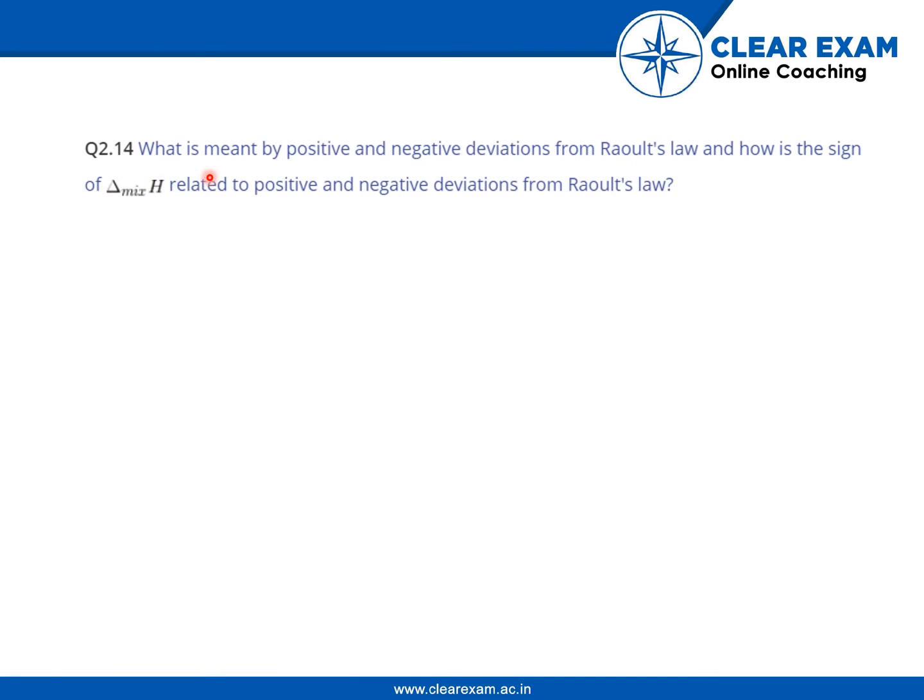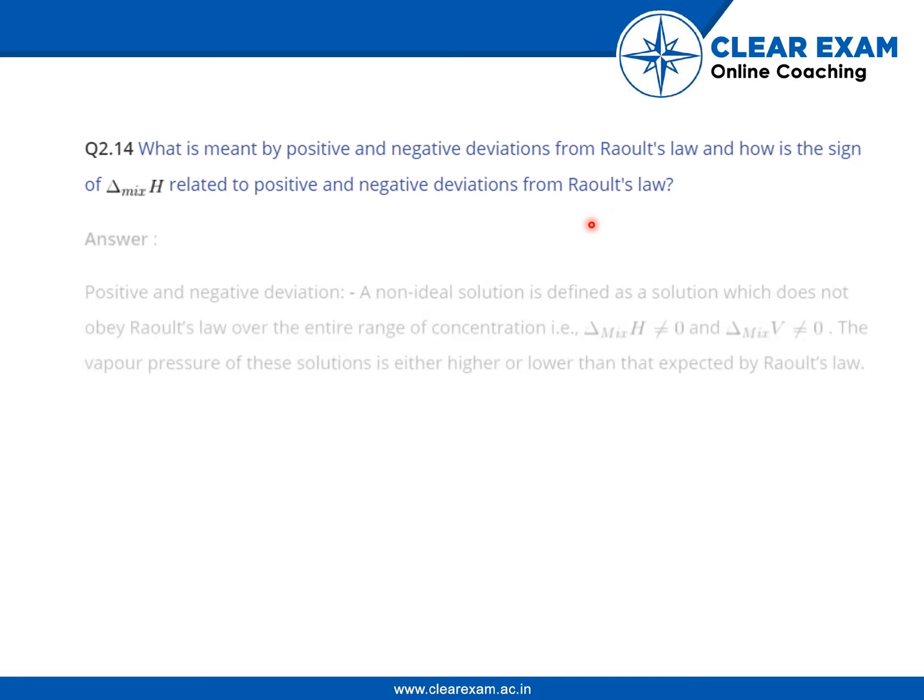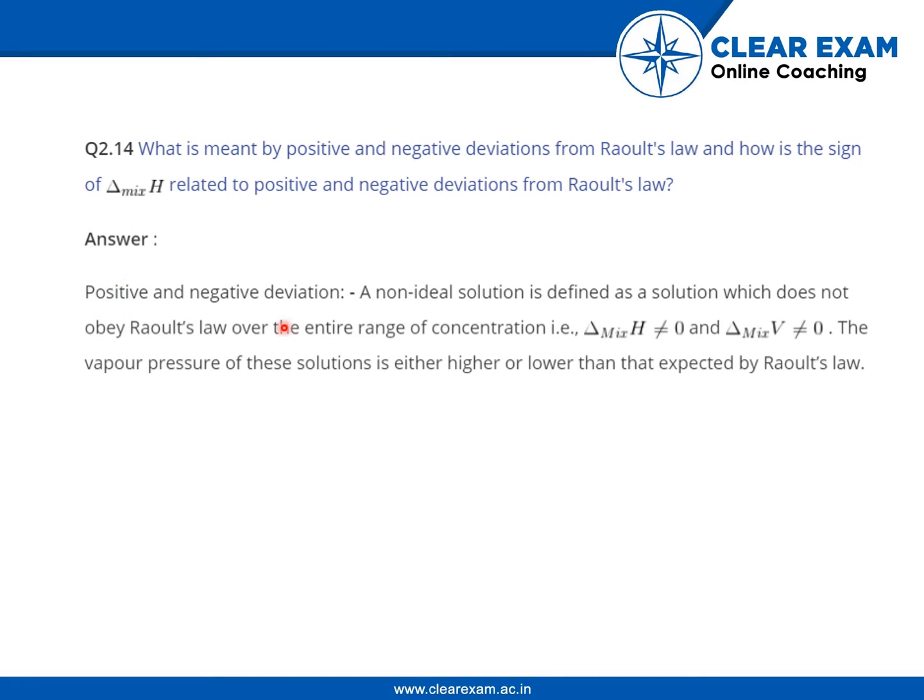Question is, what is meant by positive and negative deviations from Raoult's law, and how is the sign of delta H mix related to positive and negative deviations from Raoult's law? So, positive and negative deviations.